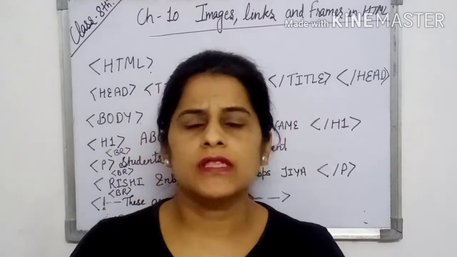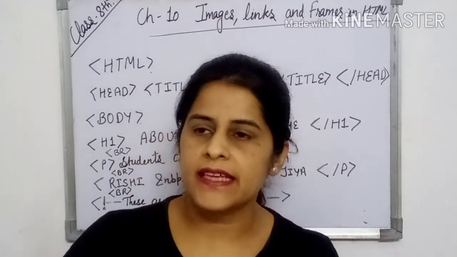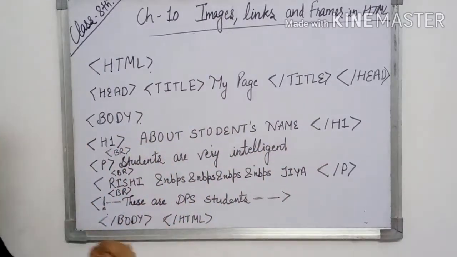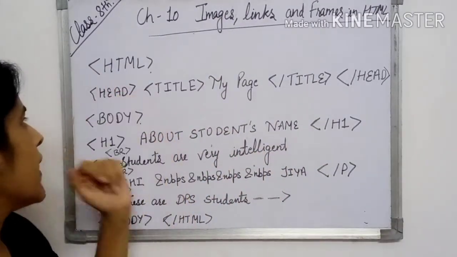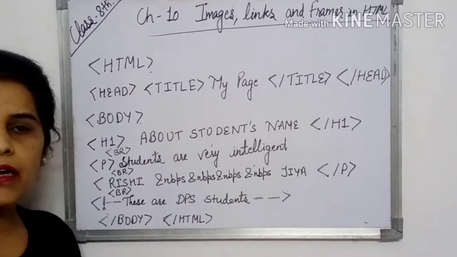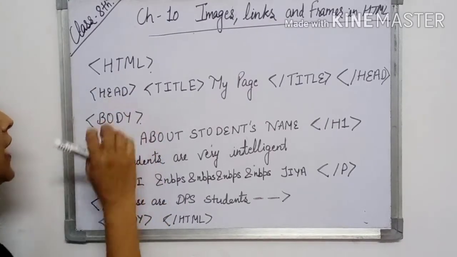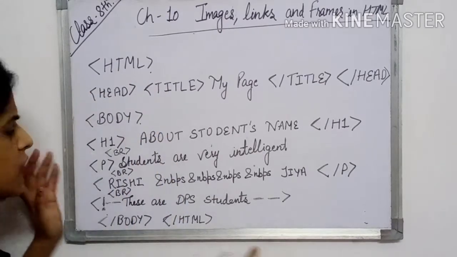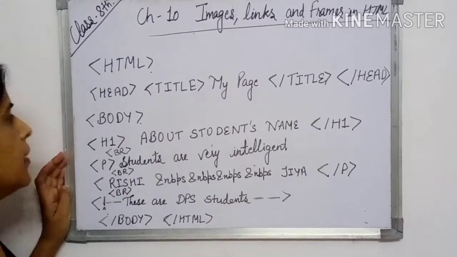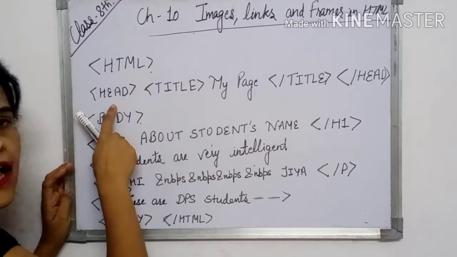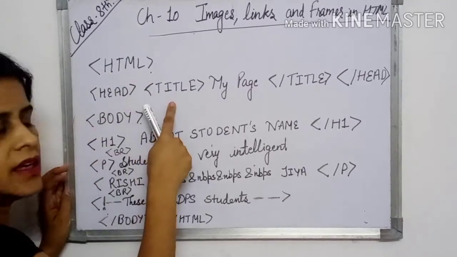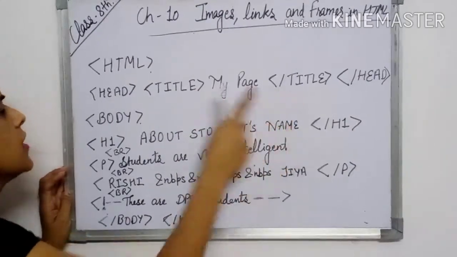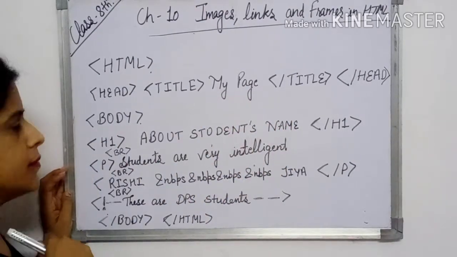In this we have used the simple tags, the body tag and the HTML head tag. Matlab, HTML is of two parts. First is the head and next is the body. Whenever we start HTML, it will be ended with HTML. In HTML there is the head part. In the head part there is a title. In the title we are giving the name of the page, and at last there is a body.